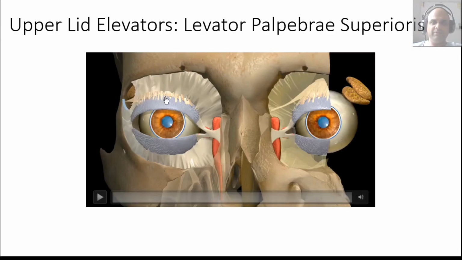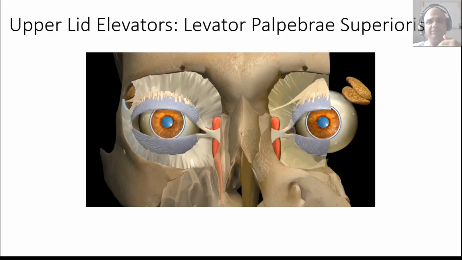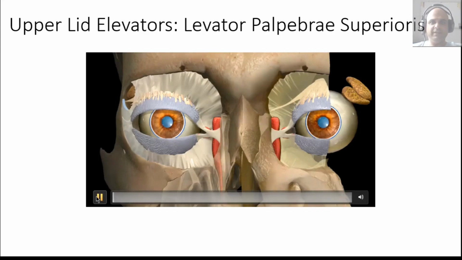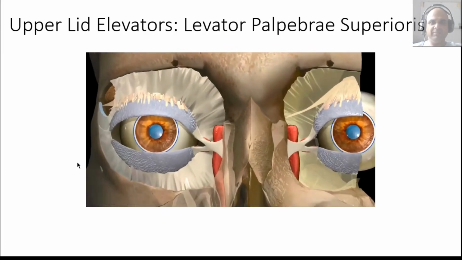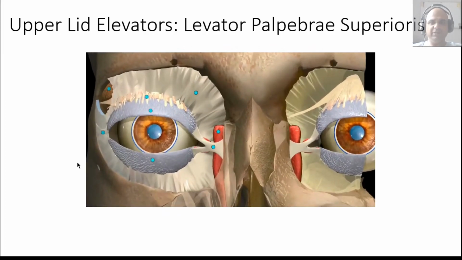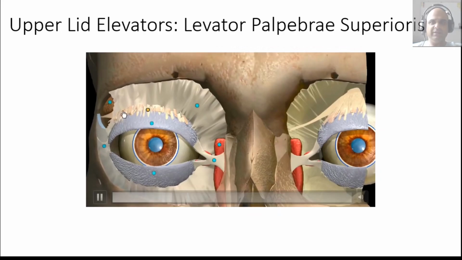These are the fibers of the levator palpebrae superioris, and as it comes from the orbit, it pierces the orbital septum to attach to the tarsal plate. It also attaches to the skin of the upper lid. We have dissected those layers away, thus you can't see them. We'll start the animation and look at how this muscle approaches the eyelid.